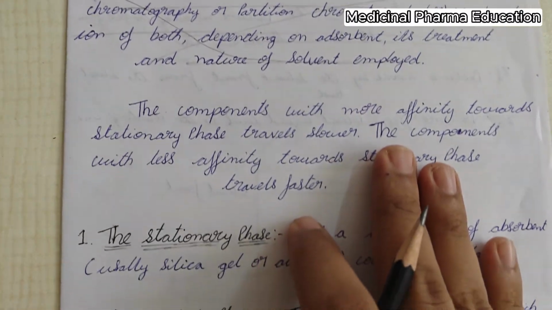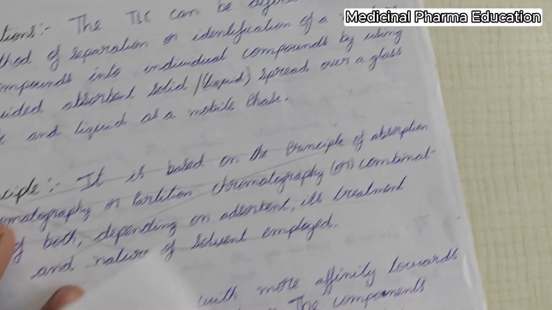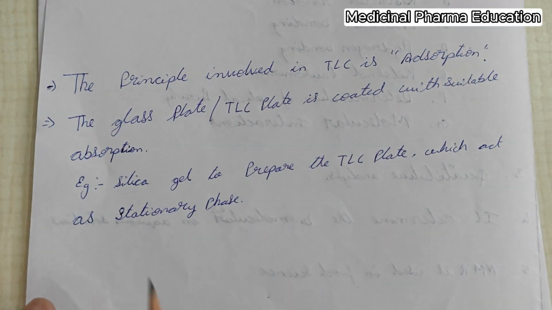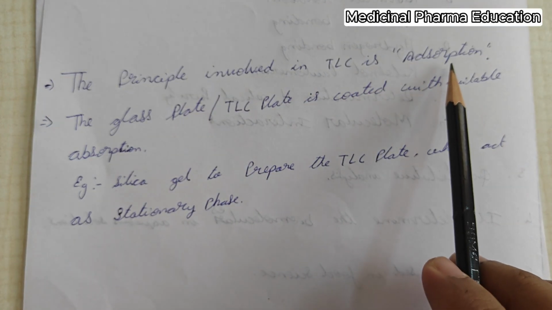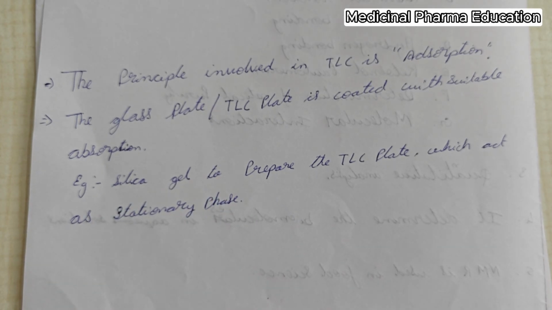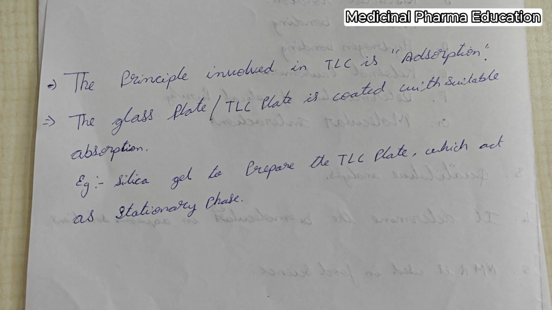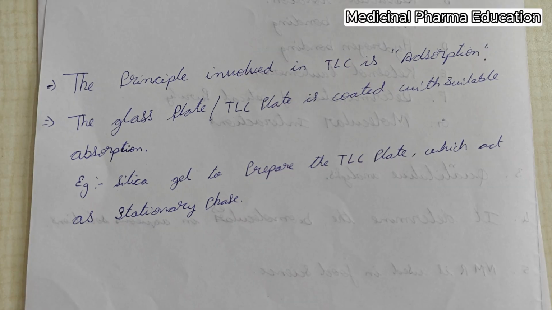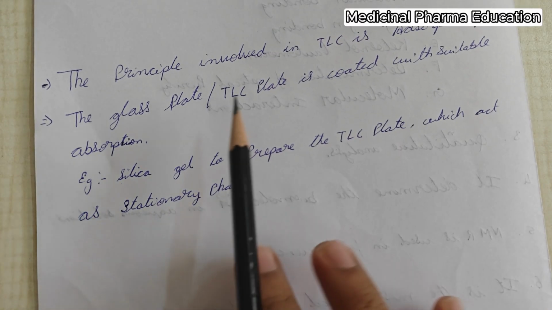Okay, the principle. The principle which I had written was a little bit confusing for you guys, so I've made a new principle. The principle involved in TLC is adsorption. I told you what is meant by adsorption: when the stationary phase is solid and the mobile phase is liquid, we call it adsorption. When the principle is based upon partition, what is the mobile phase and what is the stationary phase? Just comment and tell me, so that I can understand you are understanding my concept.